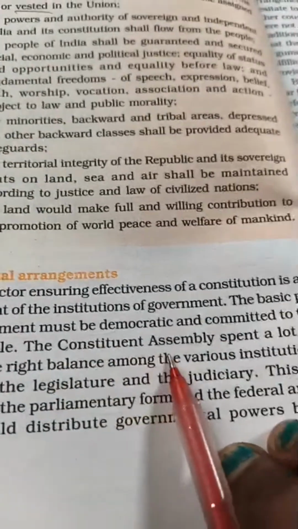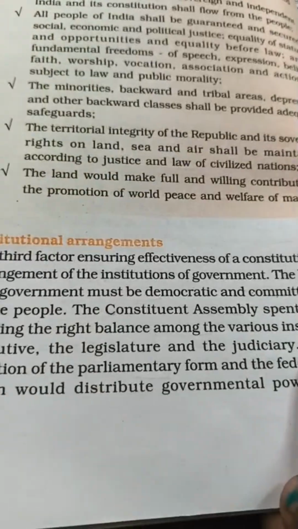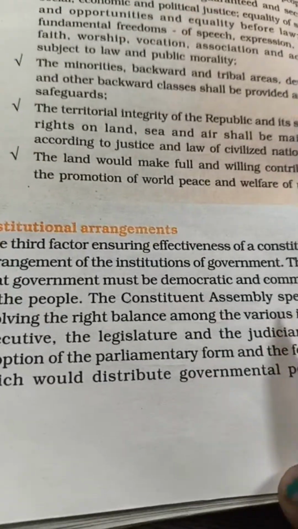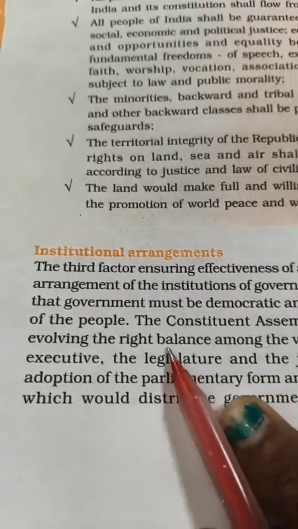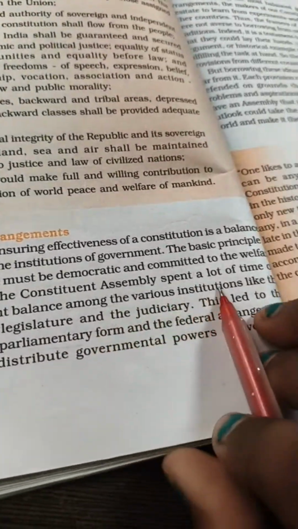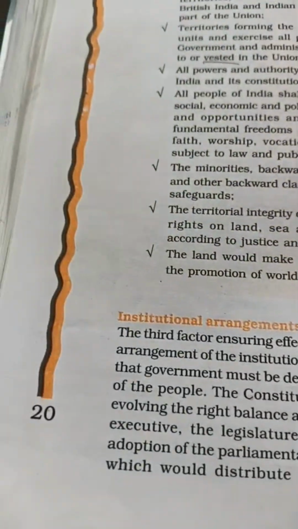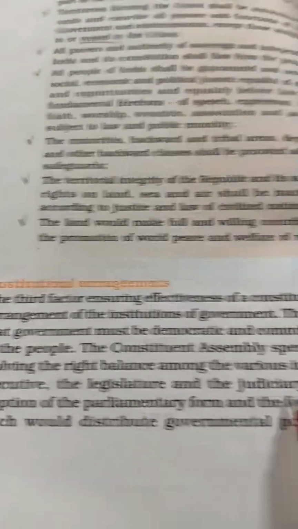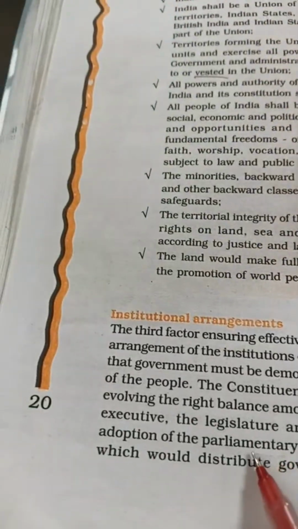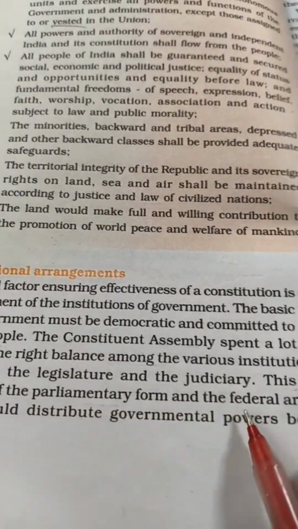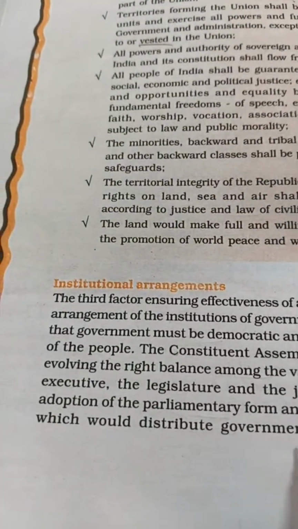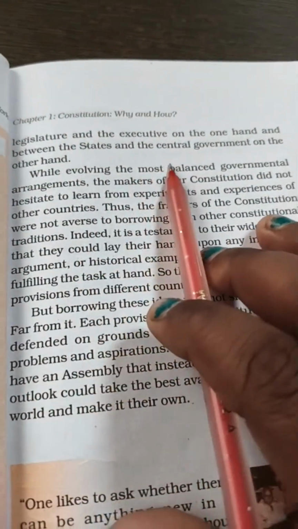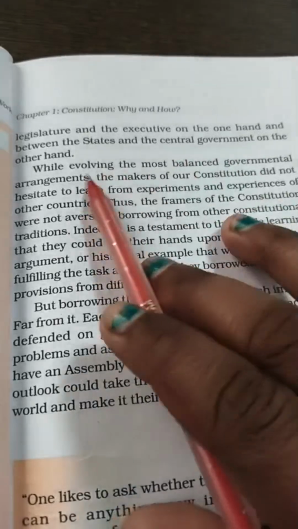And the Constituent Assembly spent a lot of time on evolving the right balance among the various institutions like the executive, the legislature, and the judiciary, and this led to the adoption of the parliamentary form and the federal arrangements, which would distribute governmental powers between the legislature and the executives on the one hand, and between the states and central governments on the other hand.